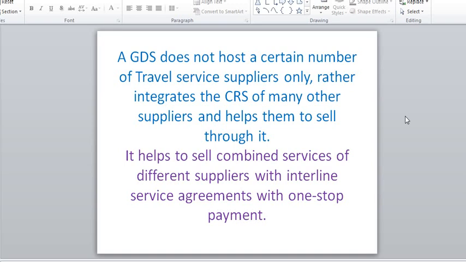For example, Lufthansa, Air France, KLM, all these three airlines can be clubbed together on a single ticket, and with a single stop payment we can issue the ticket for all the three different airlines together in a single PNR.